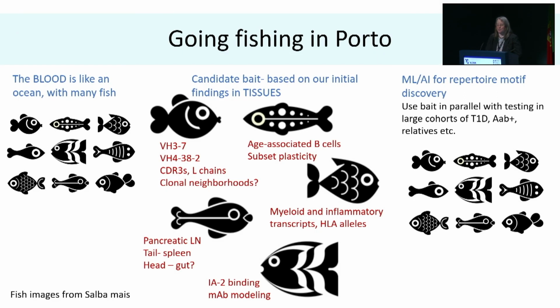So where do we go with all of this? So we're going fishing. The blood is like an ocean with many different fish. And what I hope I've shown you today is that we have some candidate bait to pull out fish of interest, right? So maybe some of these V genes, some of the age-associated B cells, there's plasticity in the subsets, there's some of these myeloid inflammatory transcripts, and of course the IA2 binding antibodies and modeling. And then we can use that for further repertoire motif discovery.